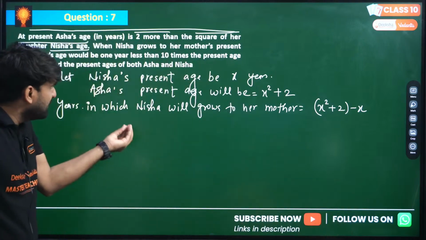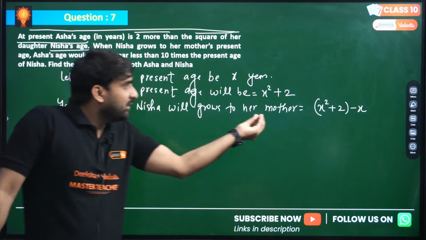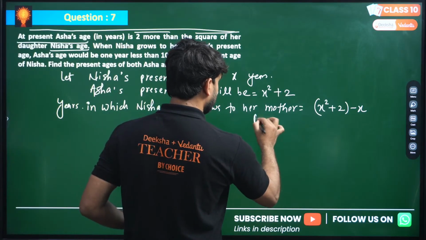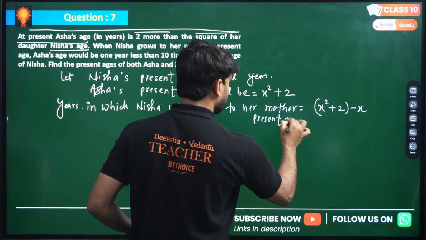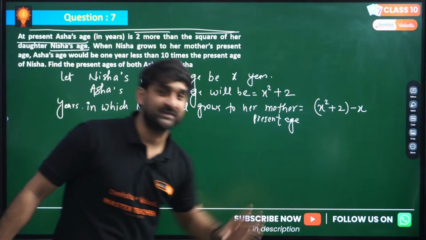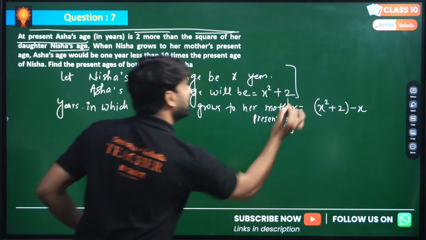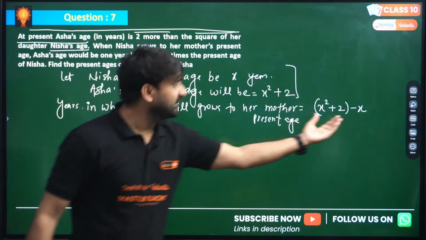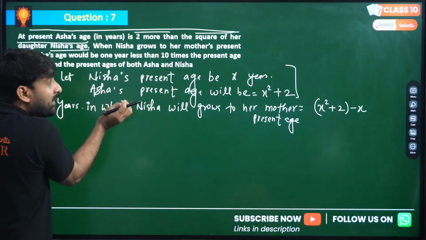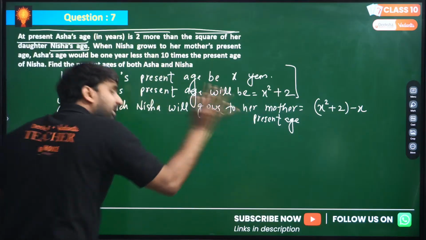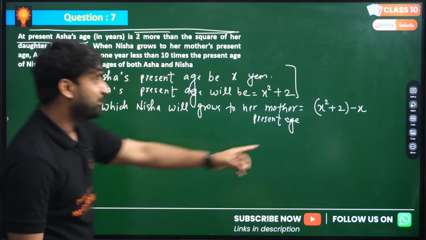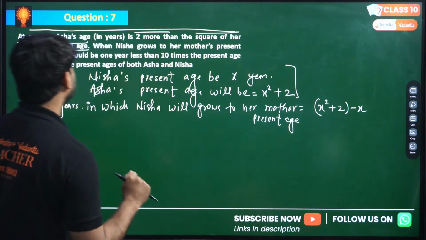How many years will Nisha take to grow to her mother's present age? x square plus 2 minus x, the difference between the present ages. After this many years, Nisha will become equal to the present age of her mother. This x square plus 2 minus x, very important thing, very conceptual thing. Now come to the second statement.